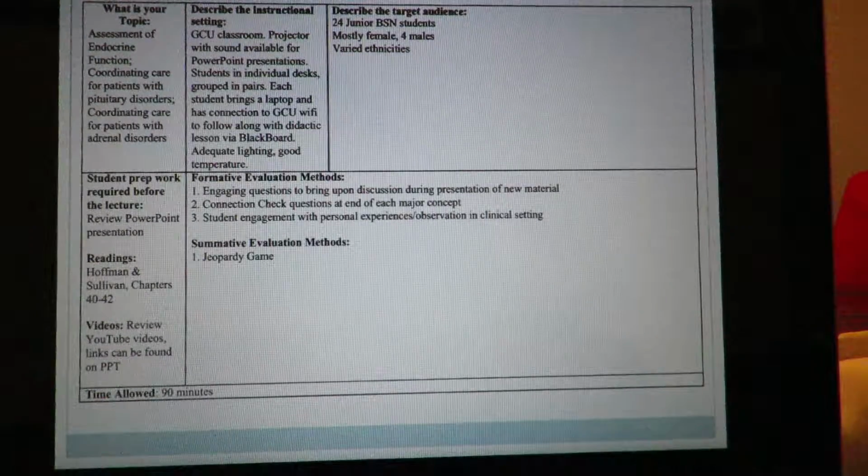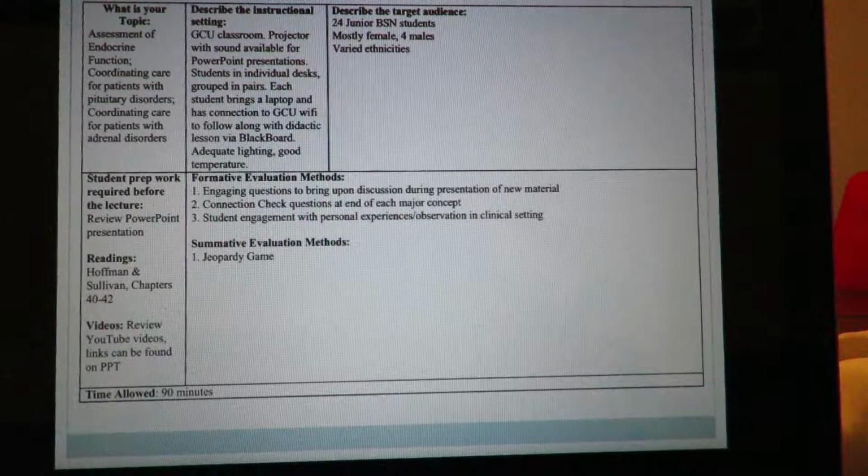Prior to the start of every class, students are expected to come prepared by reviewing the PowerPoint presentation. The students received the PowerPoint presentation 1 week prior to the class. They are expected to do the assigned readings. For my lesson, the Hoffman and Sullivan chapters 40 to 42 were assigned. In my PowerPoint, I left links to different YouTube videos that reviewed many of the key concepts in the endocrine disorders that I discussed. For the evaluation methods, I used both formative and summative evaluation.